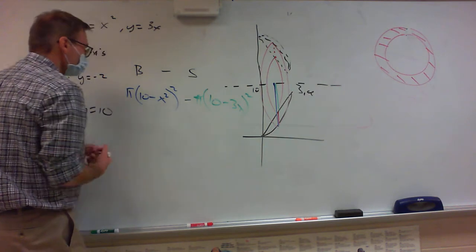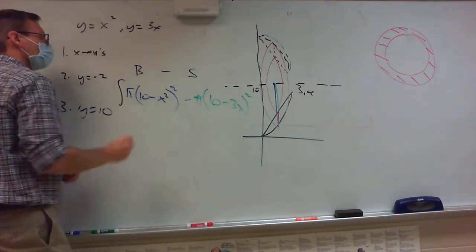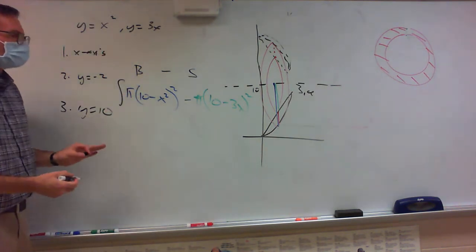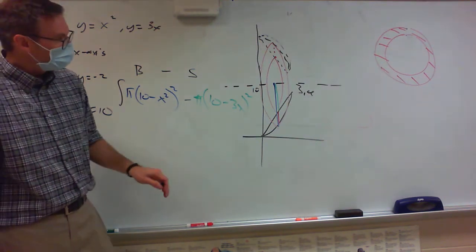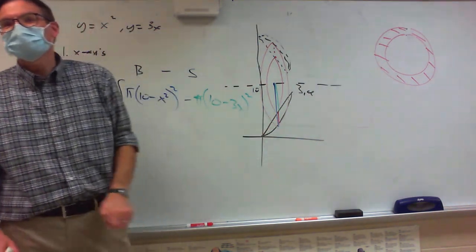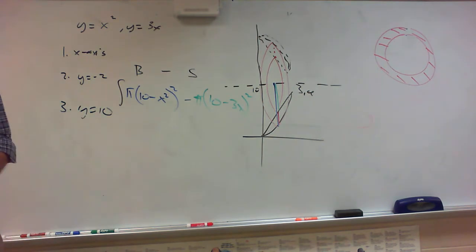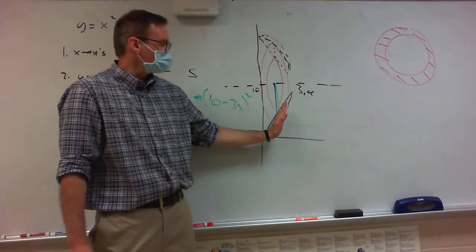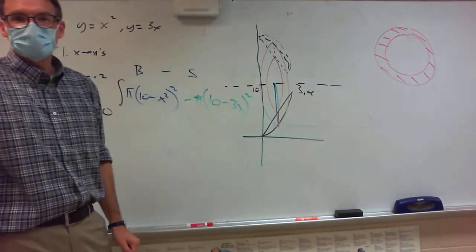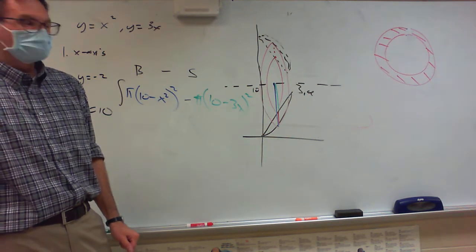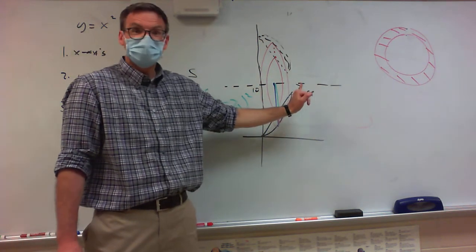Now when we set this up, where are we stacking our rectangles? Again, you look at your original rectangle. Where does that set up from? Where does that original rectangle go from? From where to where? Still goes from 0 to 3. Okay.